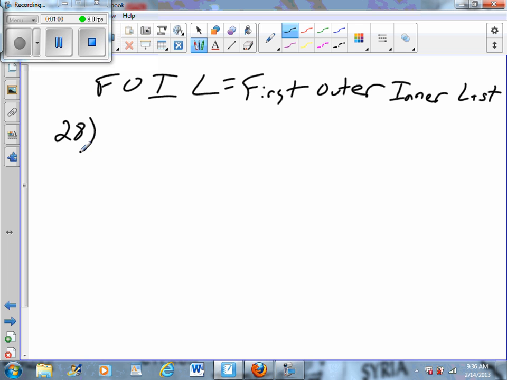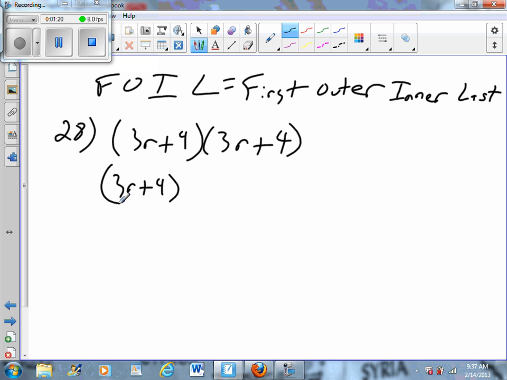This one's a little bit easier to see how to work it, just because of the nature of the numbers in the expression. 3r plus 4, and then 3r plus 4 again, all right? Now, another way to have written this would have been 3r plus 4. You might see it presented like this in another type of a problem or on a test. 3r plus 4 in parentheses squared. But this is what you should be thinking the way it's actually written in the book. All right? Now, first, outers, inners, lasts.